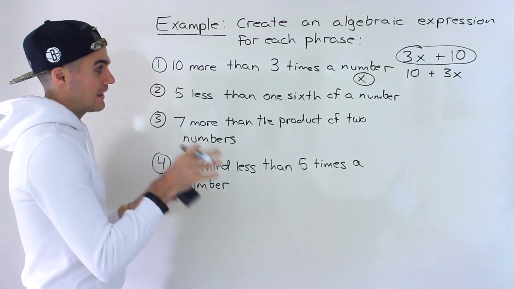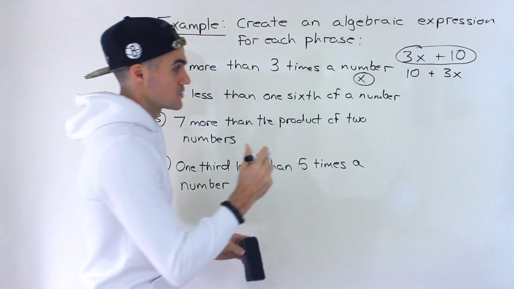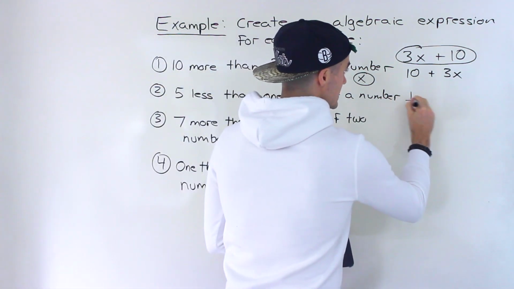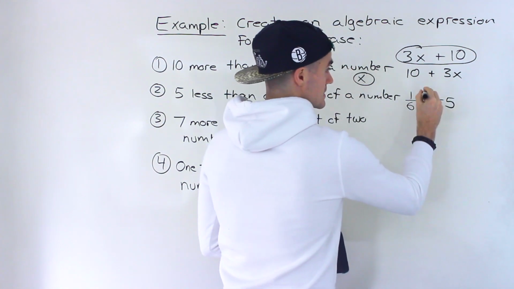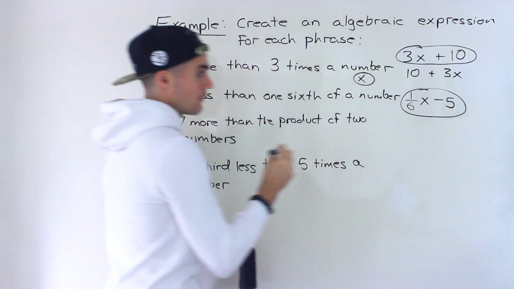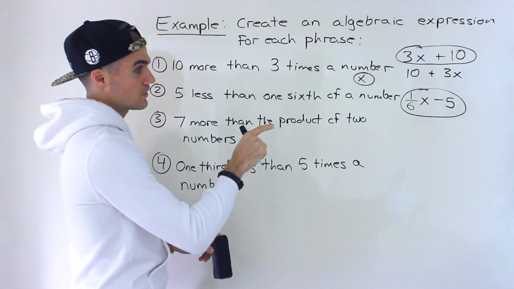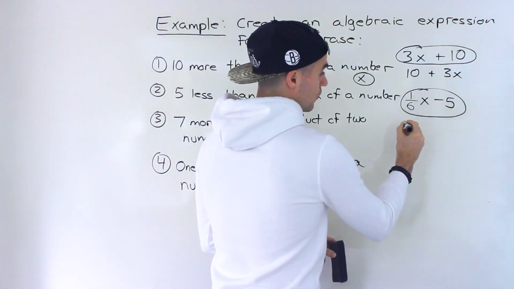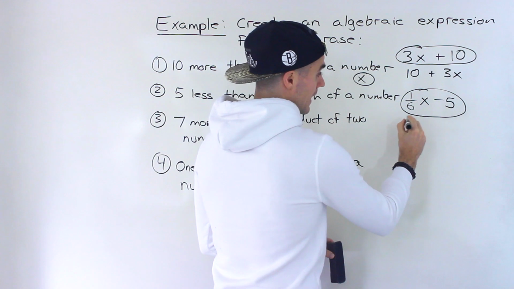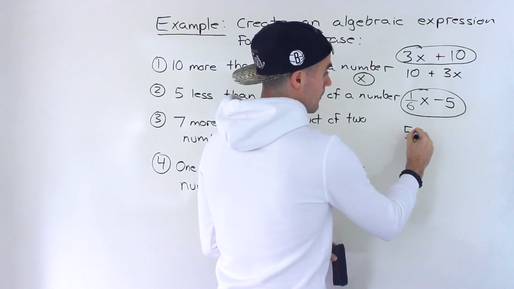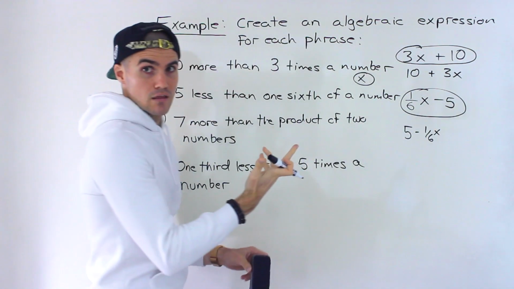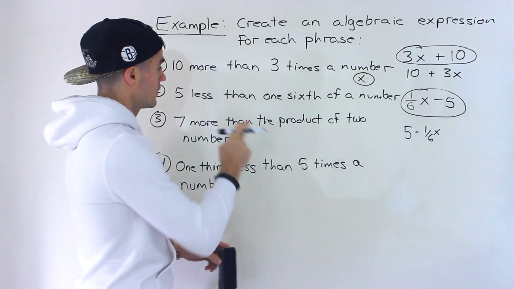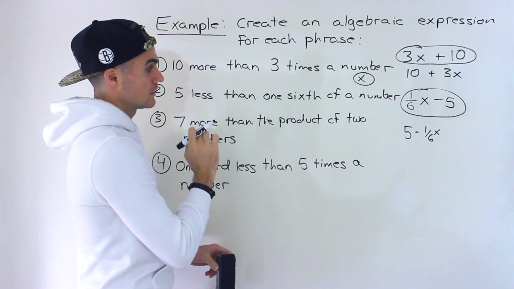So 5 less than 1/6 of a number. So if we take 1/6 of a number, 5 less than that. And so that would be the answer. Now, you got to be careful here. You can't switch the order for this particular one because of the negative, so you can't go 5 minus 1/6x, right? This and this, they are different, right? You got to read these carefully.